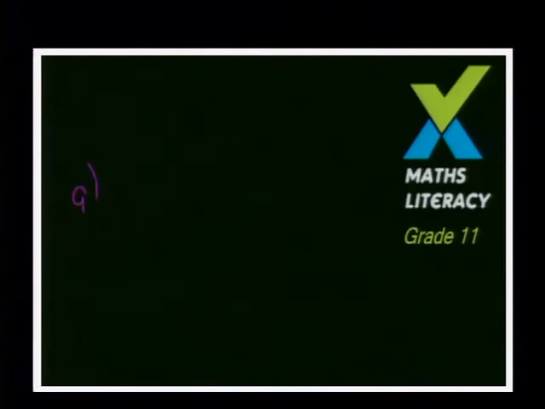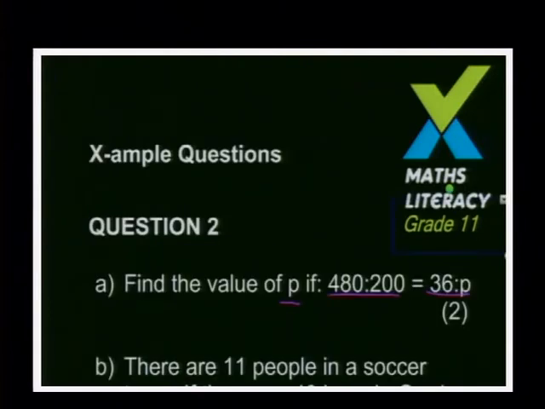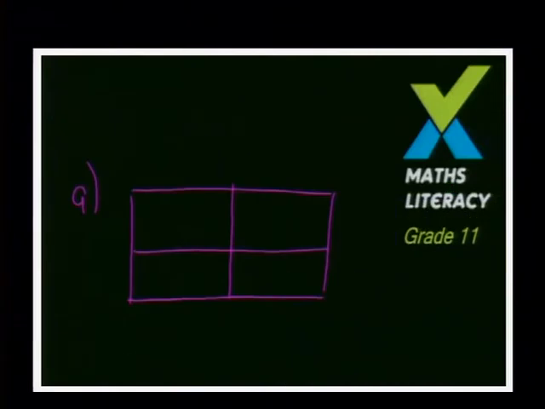Right, let's do A. So I'm going to deal with this in my table. So going back, what was I given? I was given 480 to 200. Now in this example, we haven't been given any values. We don't know what 480 is or what 200 is, what 36 is, what P is, but it doesn't matter. We deal with it the same way. So my first value and my second value, that's what I'm going to call them. So I've got 480 to 200. That's what I've been given.